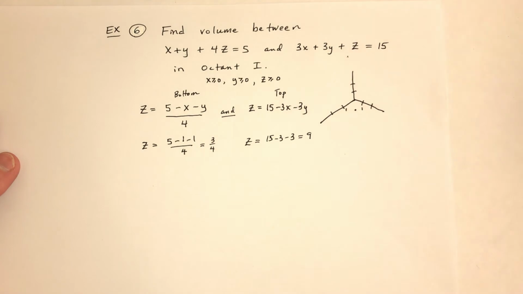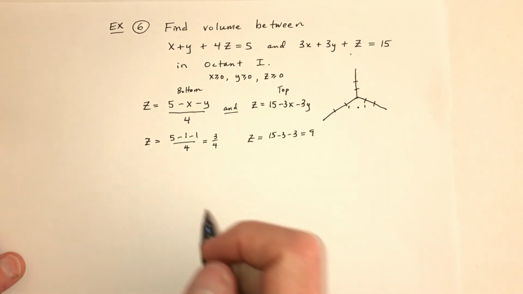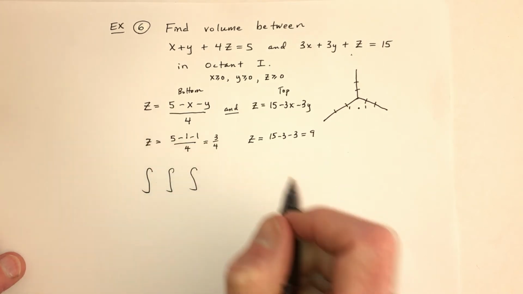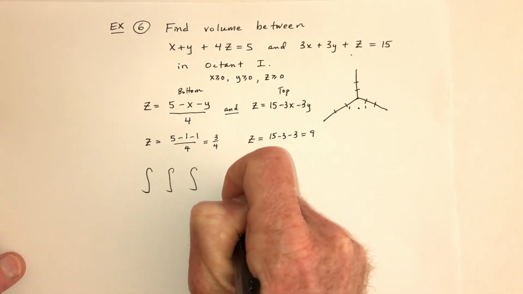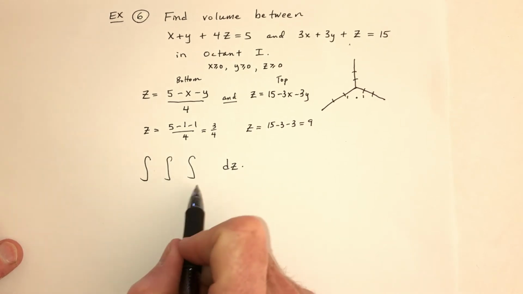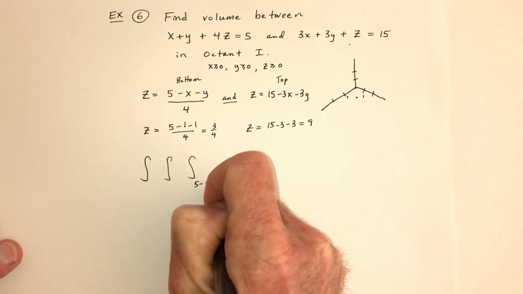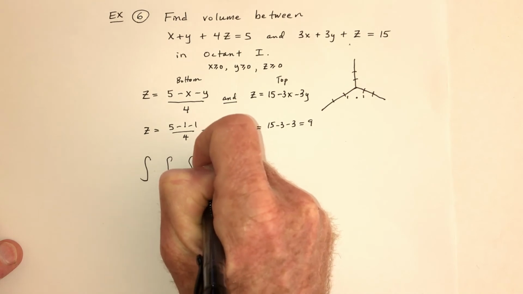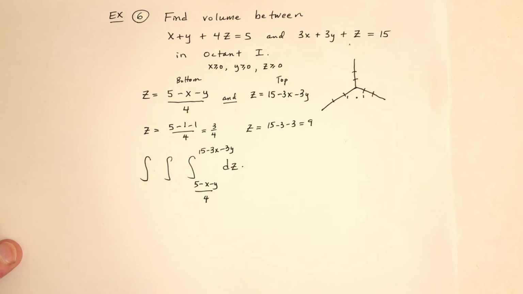Okay, now I'm ready to start setting up the integral. So finding volume means a triple integral. I was working with z first, so this is going to be dz, and then I'll decide on the other two in just a moment. This has to be the bottom one, so this is 5 minus x minus y over 4, and this one is 15 minus 3x minus 3y. So that's the z part.